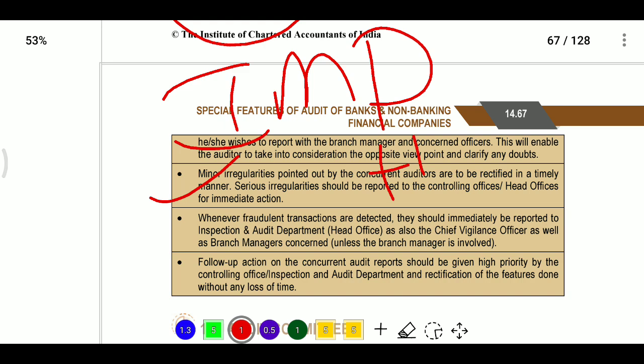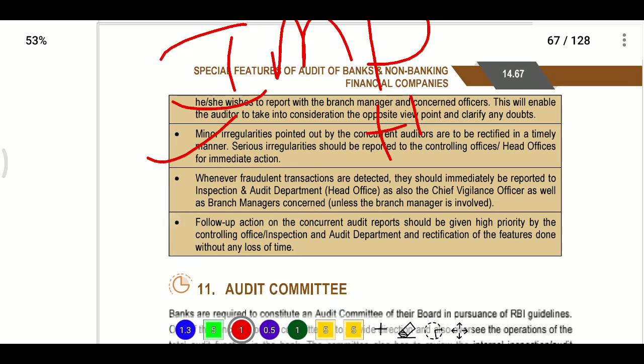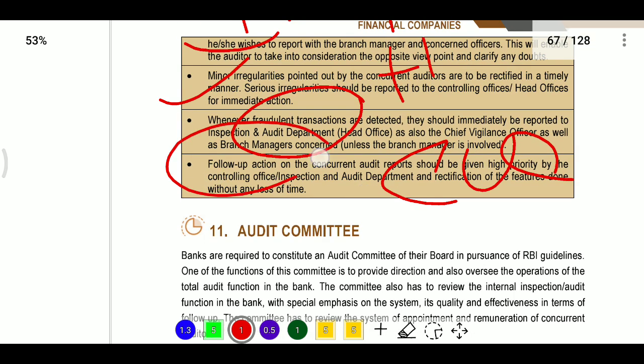If fraudulent transactions are detected, they should immediately report it to the inspection and audit department of the bank, the chief vigilance officer and the concerned branch manager. Follow-up action on the concurrent audit report should be given high priority. This is the main core area of bank audit, and in the next video we will continue with the NBFC provisions.